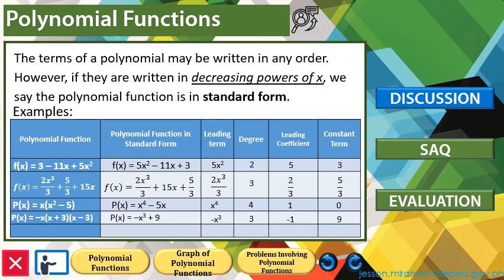For the last example we have p of x equals the quantity of x plus 4 times the quantity of x plus 1 times the squared quantity of x minus 1. In standard form, that is, p of x equals x raised to 4 plus 3x cubed minus 5x squared minus 3x plus 4. The leading term is x raised to 4. The degree is 4. The leading coefficient is 1. The constant term is 4.